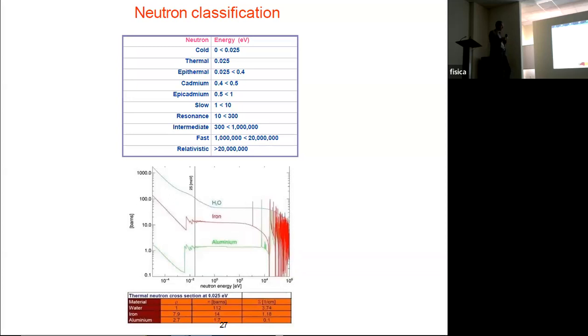A sharp increase or decrease in cross section in some energy regions. This can be very useful in some applications. You can see the values for these materials, and I just wanted to show in this graph that the cross section for different elements differs significantly.